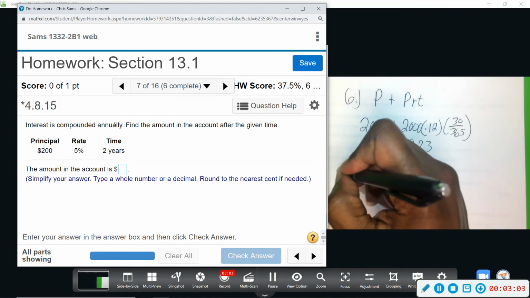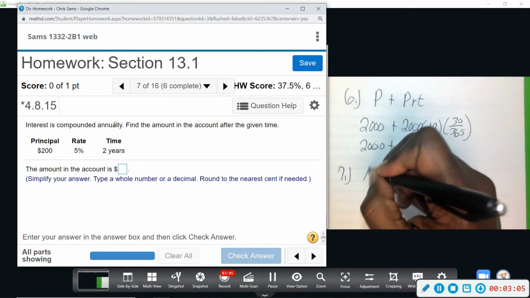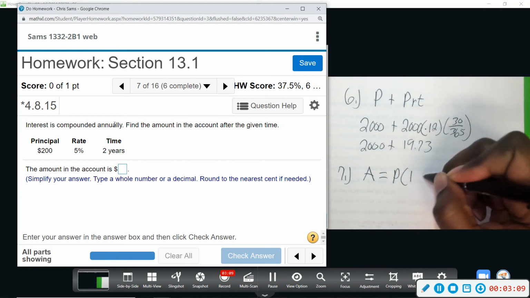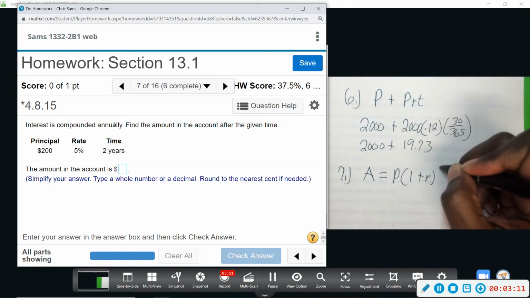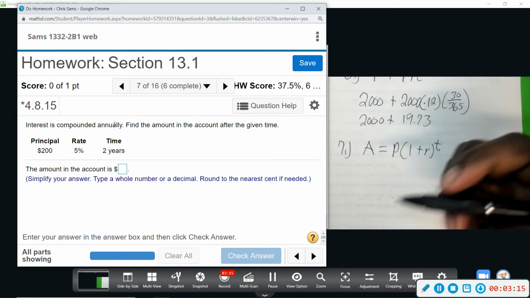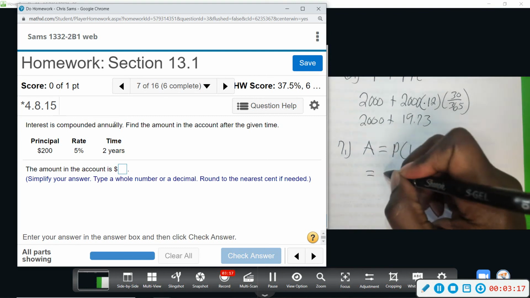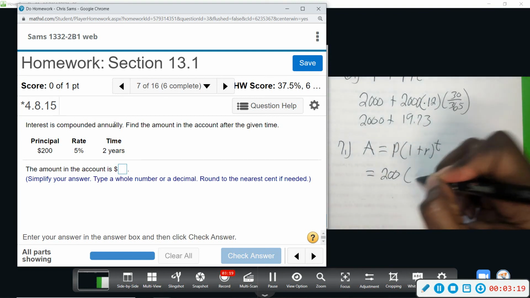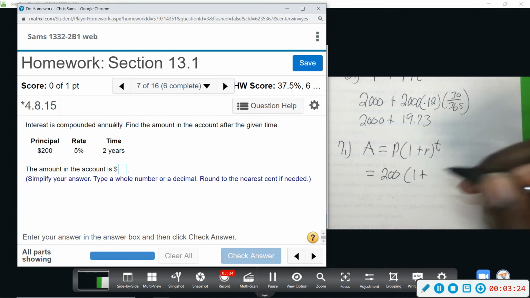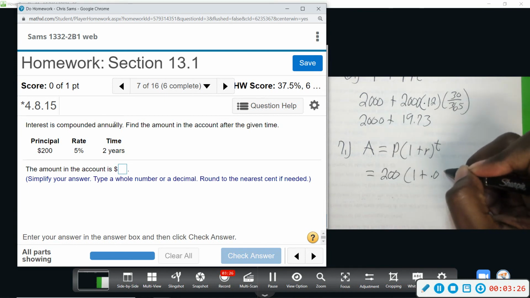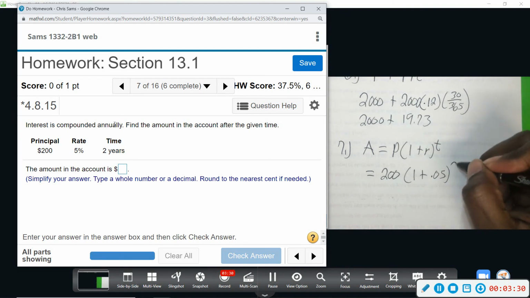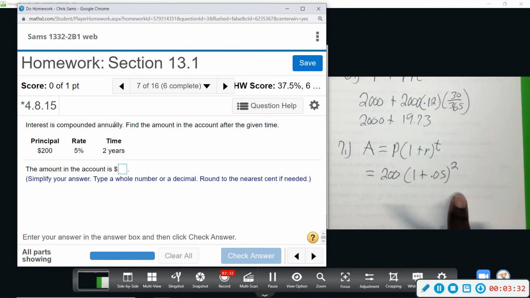So for number 7, we're going to be using this formula. So we have a principal of 200. 1 plus the rate is 5%. As a decimal, that's 0.05. And then the time is 2 years. So this is what we want to do.